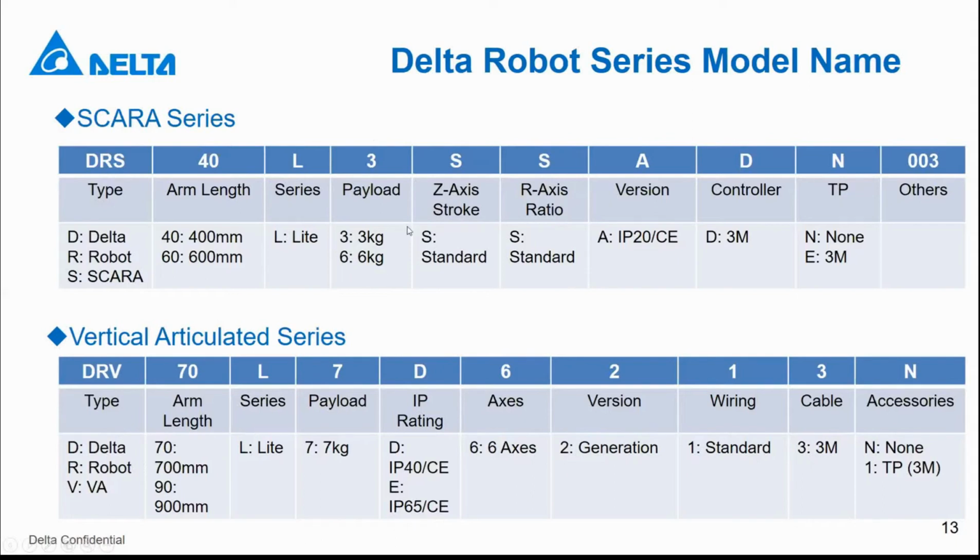And then the next is also an important one. This number means the payload. So you need to choose the payload with this number. And now we have a 3 kilogram and a 6 kilogram version.